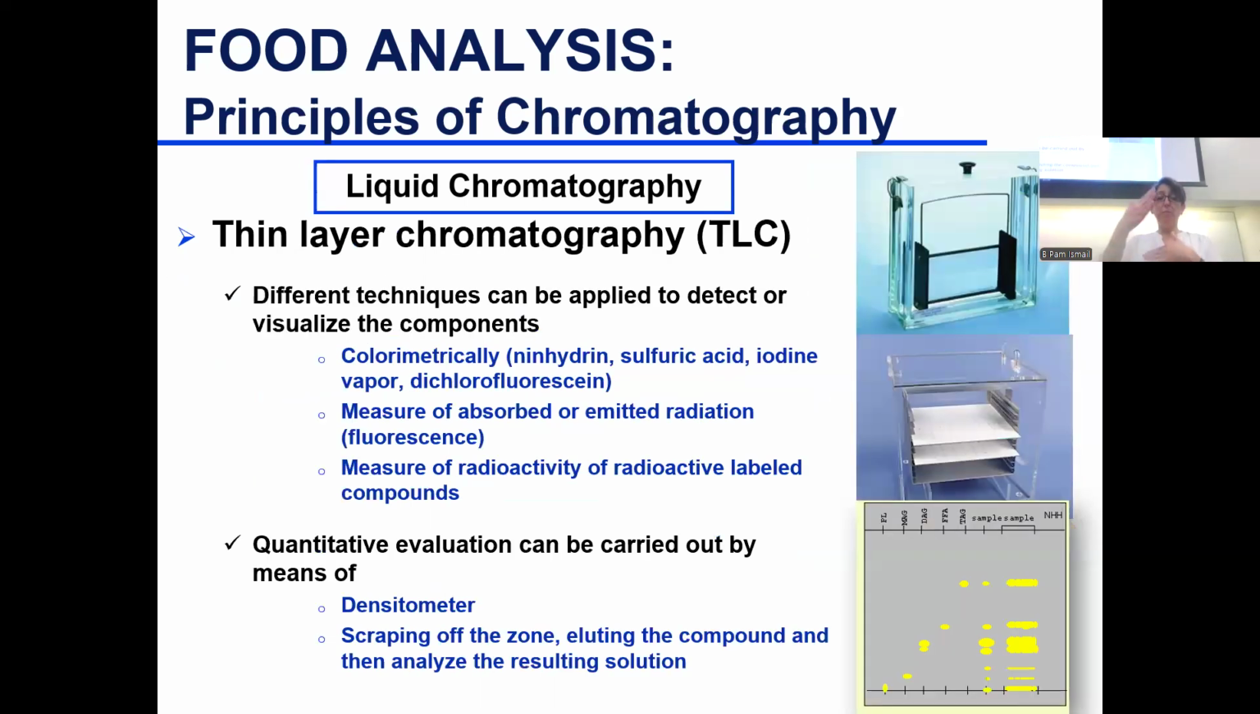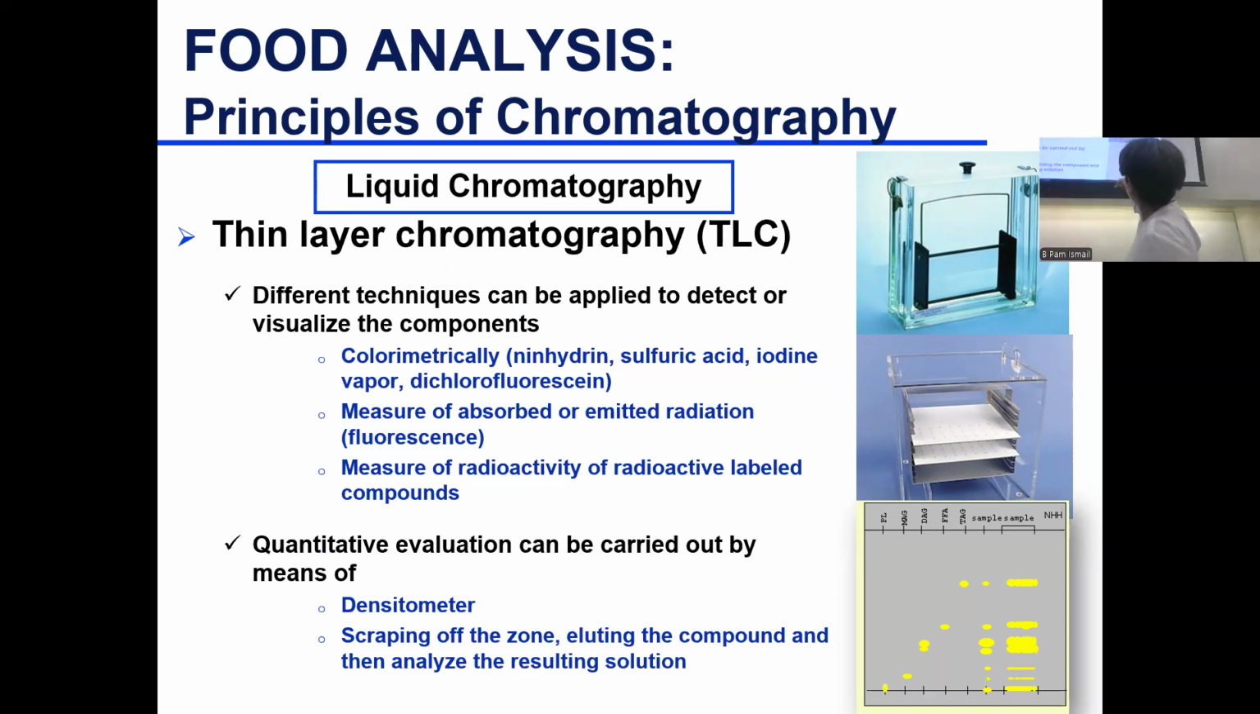And once you separate, you need to visualize or see the separated components. If it's amino acid, you spray with ninhydrin, or you can spray with a very strong acid like sulfuric acid. You burn the organic matter, or you can spray with a fluorescent. And then you can look at the separation qualitatively.